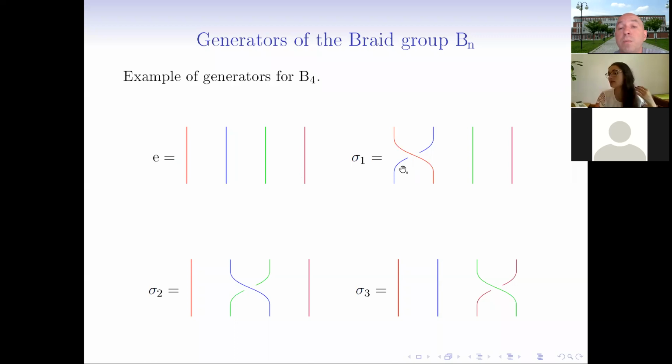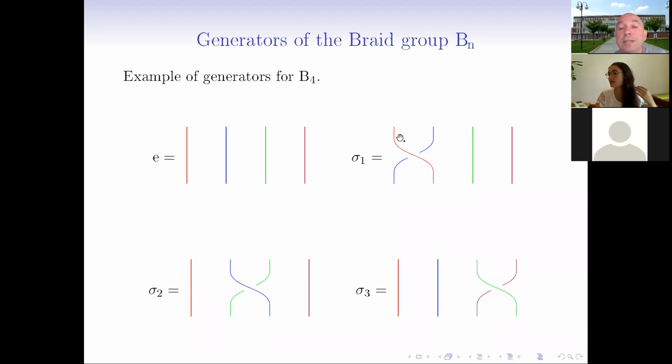The first, sigma 1, and this is the red one, goes over the blue one. Sigma 2, the blue one goes over the green one, and the 2 others are straight. And for the third one, sigma 3, green goes over the purple.